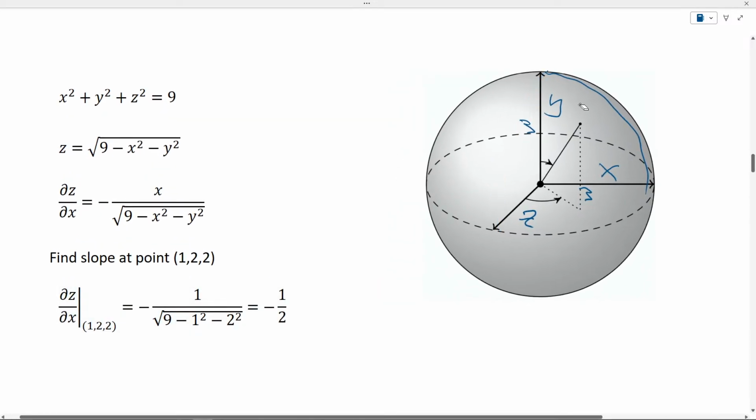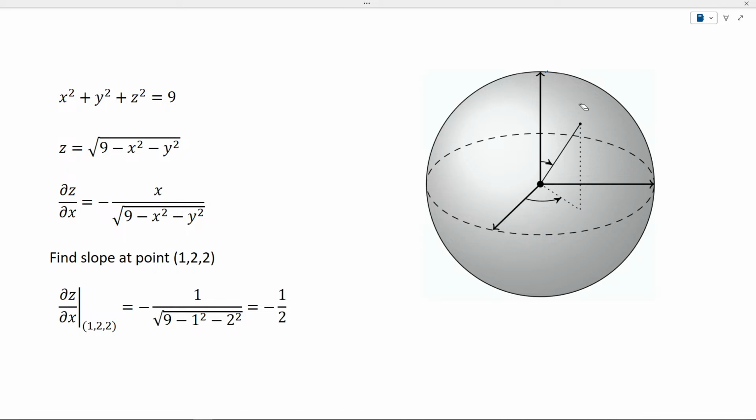Let me delete this and do it again. Basically, it's just to recap and to see what we understand so far. So I have this equation. I was able to express z as a function of x and y. And then how could I find the derivative, the slope of z with respect to x? I can hold y constant and find partial z with respect to partial x.